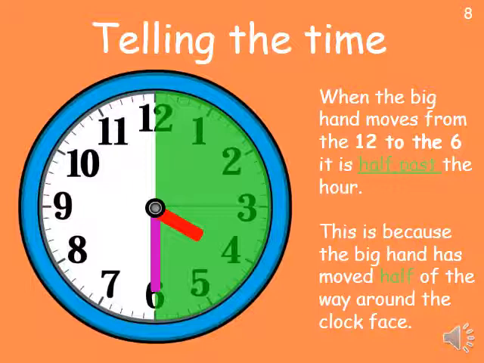When the big hand moves from 12 to the 6, it is half past the hour. This is because the big hand has moved half of the way around the clock face. So take a look at the analog clock. We can tell the time of this picture. It is half past 4.